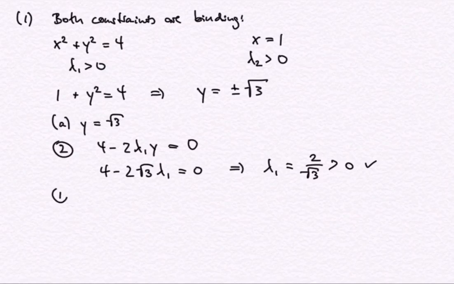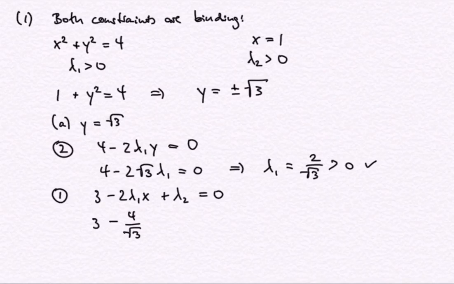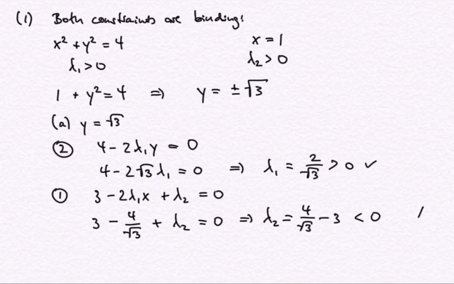With this, I go into the first condition, which reads 3 minus 2 lambda 1 x plus lambda 2 is equal to 0. Now I have x equal to 1, and I have lambda 1 equal to 2 over square root of 3, so I have 3 minus 4 over square root of 3 plus lambda 2 is equal to 0, and from that I get that lambda 2 is equal to 4 over square root of 3 minus 3, which unfortunately is a negative number, so this is not satisfying the Kuhn-Tucker conditions, and I am not getting a candidate point from this case.